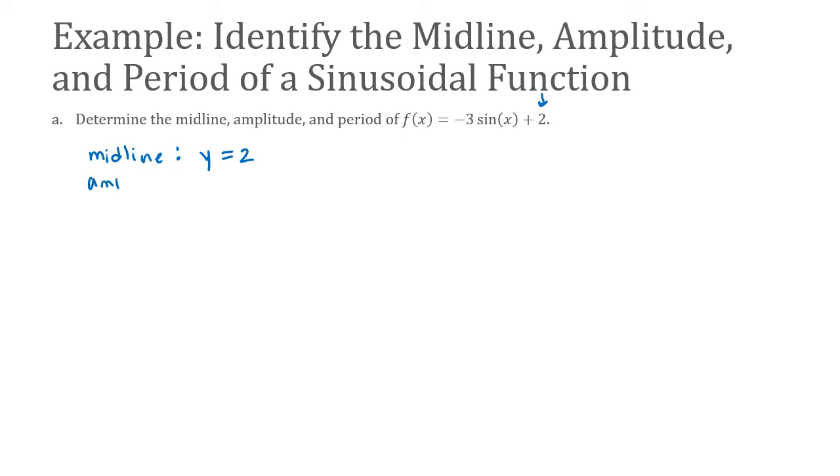The amplitude is going to be the absolute value of the number that's on the outside of the function. So the absolute value of -3 is +3. And finally, the period. The period is going to be 2 pi divided by whatever number is hooked onto that x, which in this case is 1. It's actually the absolute value of 1. And that is going to stay as 2 pi.